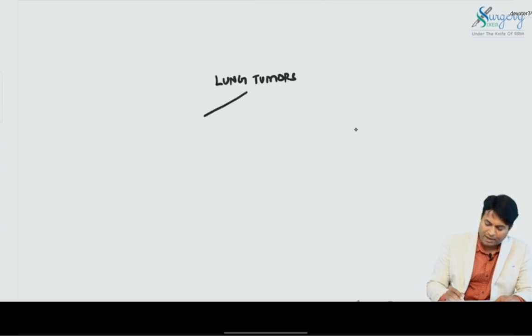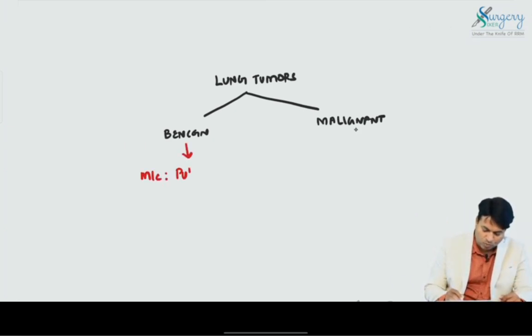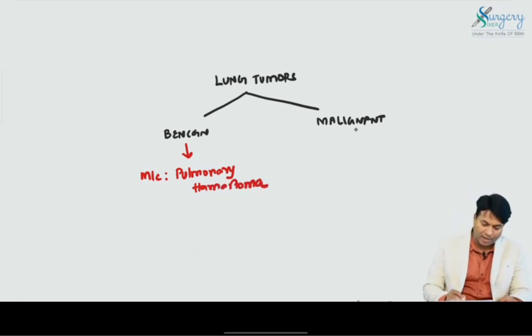Lung tumors can be divided into benign and malignant. In benign tumors, the most important and the most common benign tumor is pulmonary hamartoma. Pulmonary hamartoma is the most common benign tumor. It is most common in males.